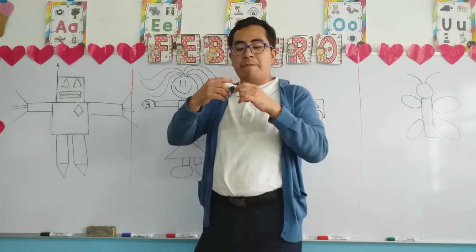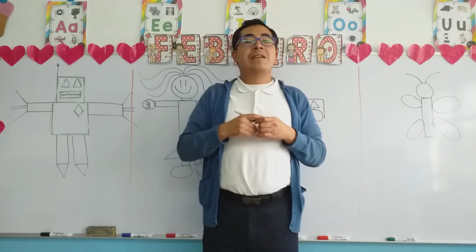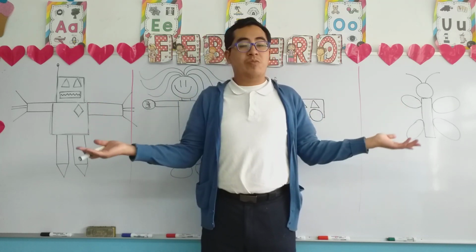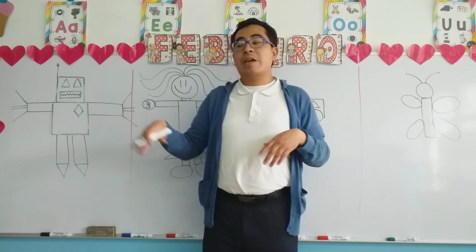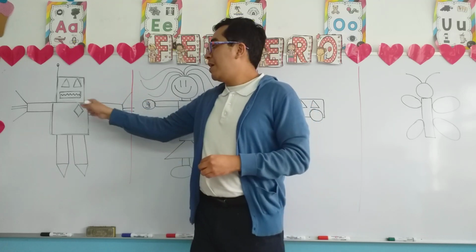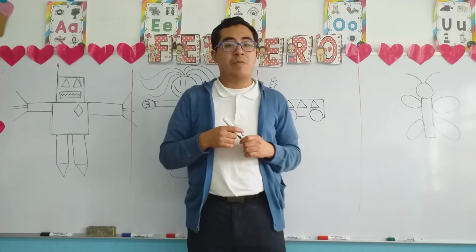Recuerden que un corazón es lo que nos da vida. Sin un corazón es como nuestra pila. Sin este corazón, pues no podemos funcionar como personas. Al igual que los robots, ¿okay? Tienen su propio corazón y aquí lo tenemos en forma de rombo.